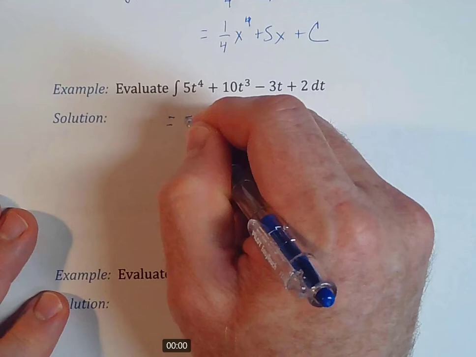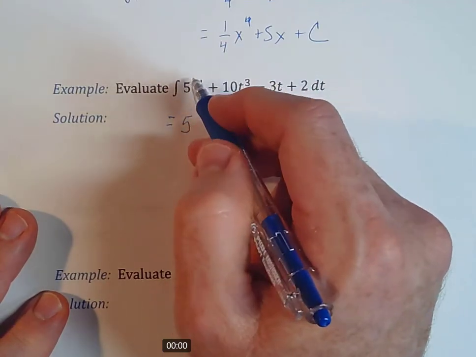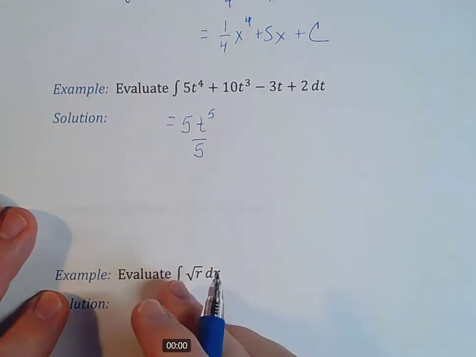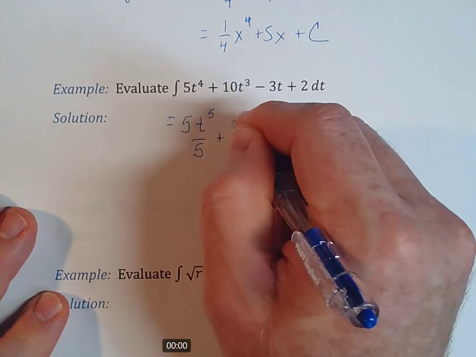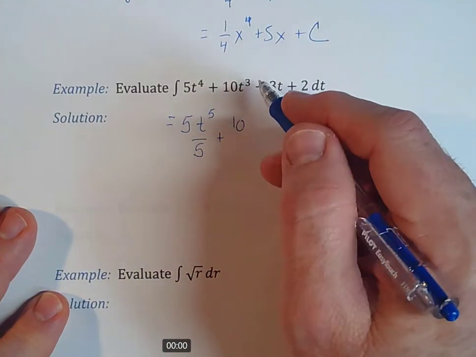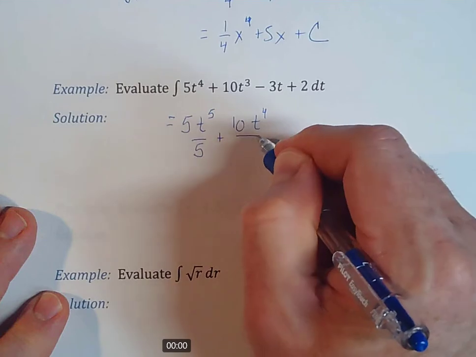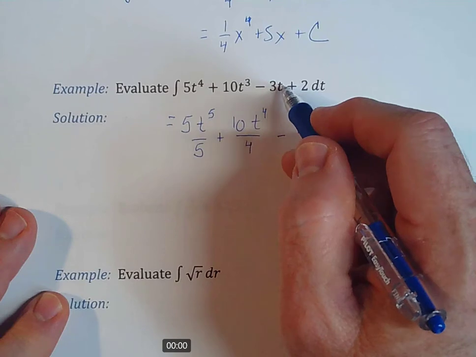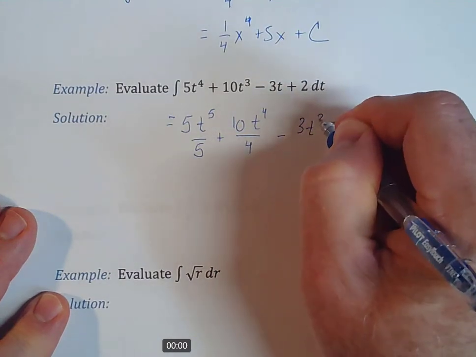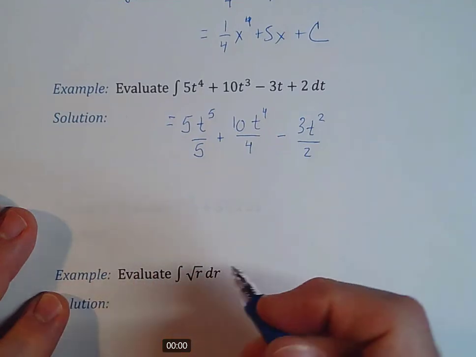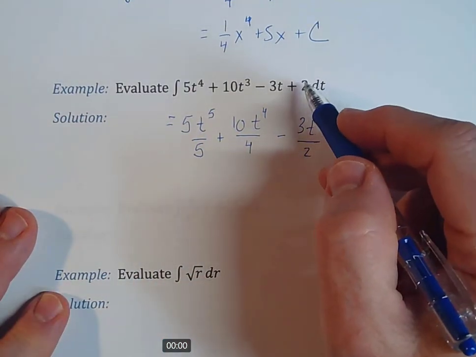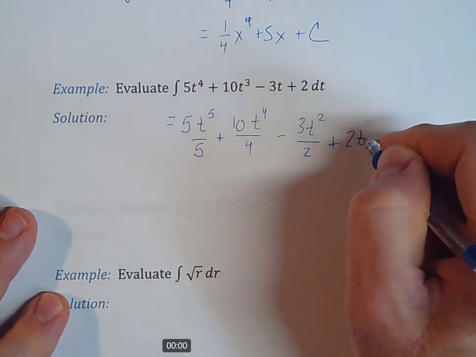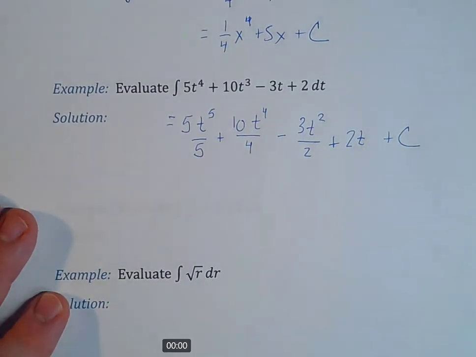This is going to be equal to, I'm going to leave the 5 where it is. The t to the 4th, okay, so I'm going to add 1 to the exponent, and I get that same number downstairs. Okay, I'm going to leave the 10 where it is. t to the 3rd, I'm going to add 1 to the exponent, and I get that same number downstairs. Minus 3, I got a t to the 1st right here. So I'm going to add 1 to the exponent, get the same number downstairs. And I got a 2 right here, so I'm going to multiply that 2 by the constant. I got t's in this case, so that's going to be 2t. Do your plus c there.